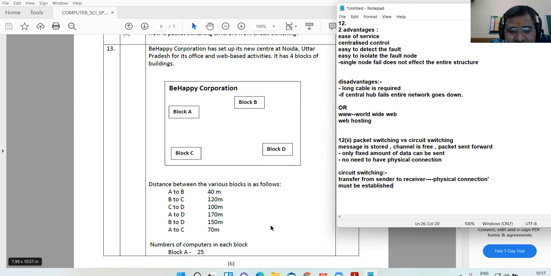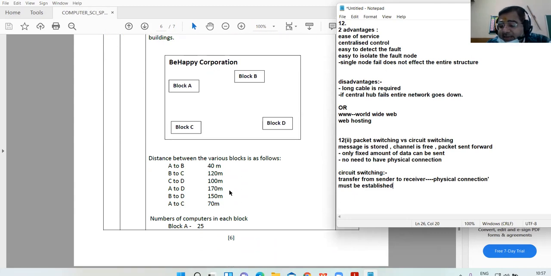And these are the distances between the buildings. A to B, 40 meter, B to C, 120 meter, C to D, 100 meter, A to D, 170 meter, B to D, 150 meter, A to C, 70 meter. Ye distance ka table bhi aapko diya hoga, you will be given.